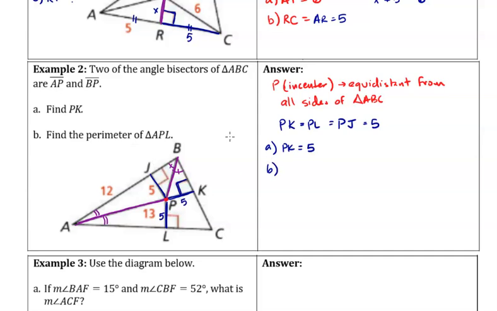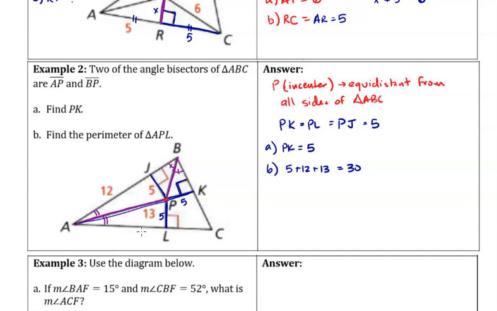Part B says find the perimeter of triangle APL. Well, triangle APL is a right triangle, right? And, well, actually, we know all 3 sides. It's got a side of 5, a side of 12, and a side of 13. So the perimeter would just be 5 plus 12 plus 13, which would be 30. Now, okay, let me take that back. We didn't know that segment AL is 12, but we knew that this side is 5 and this side is 13.